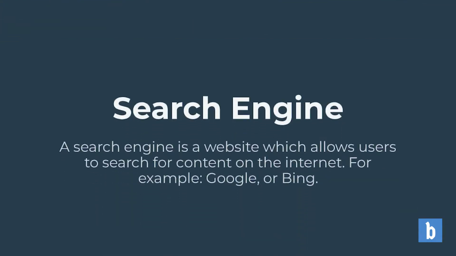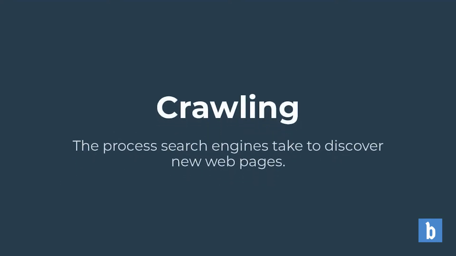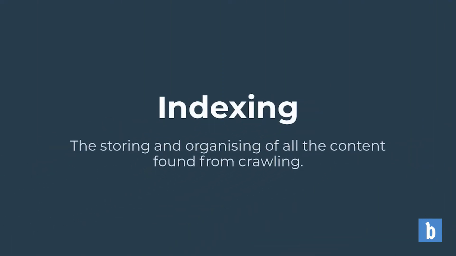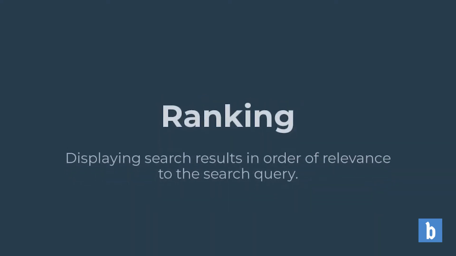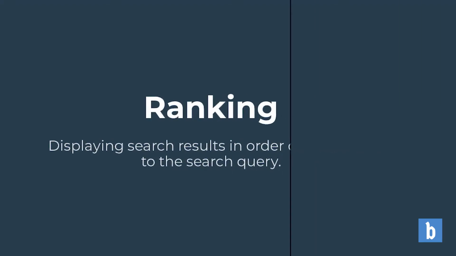First, we have search engine. A search engine is a website which allows users to search for content on the internet, for example, Google or Bing. Next, we have crawling. This is the process that search engines take to discover new web pages. Indexing. This is the storing and organizing of all content found from crawling. Ranking. Displaying search results in order of relevance to the search query.